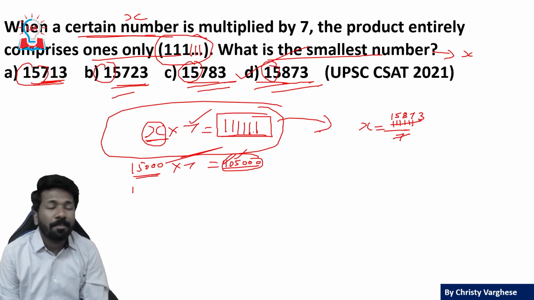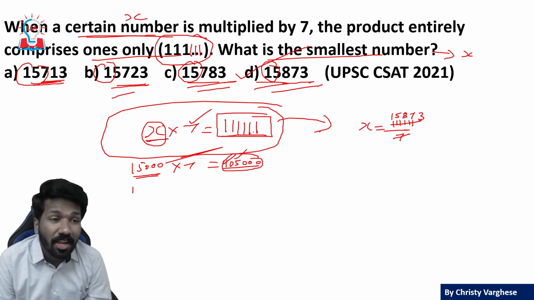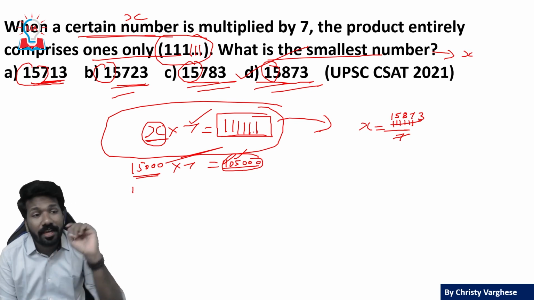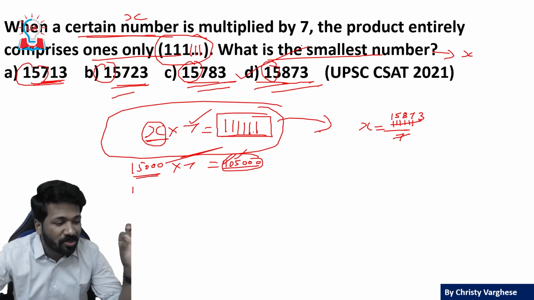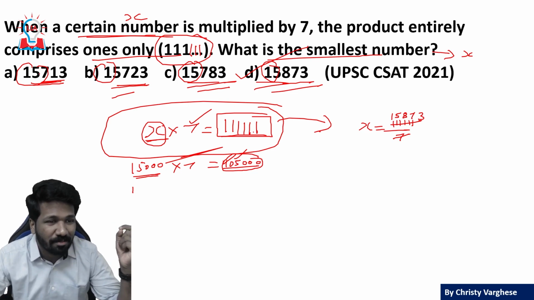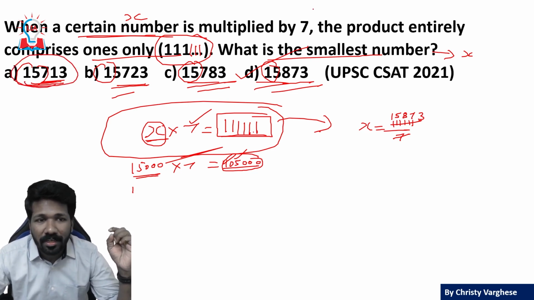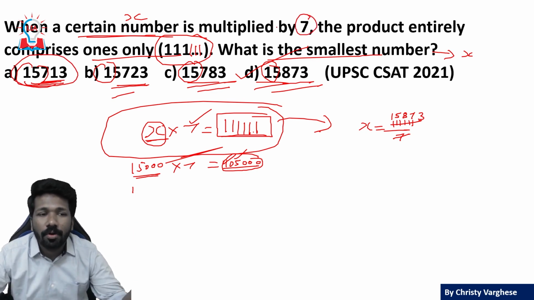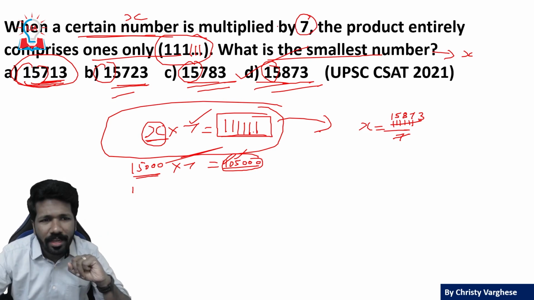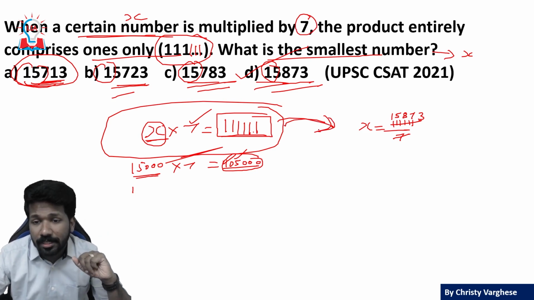This question some people do with elimination by substitution, but that is very time consuming. Rejection approach also you have to do with the right rejection approach. Like you will take the first option, 15713, multiplied by 7. Are you getting 1s only? That way you can check. That is also a right approach, but this is faster.